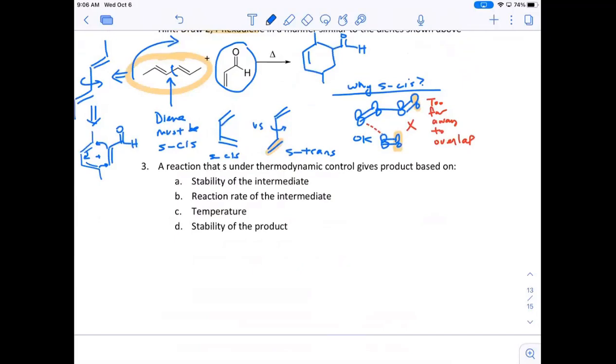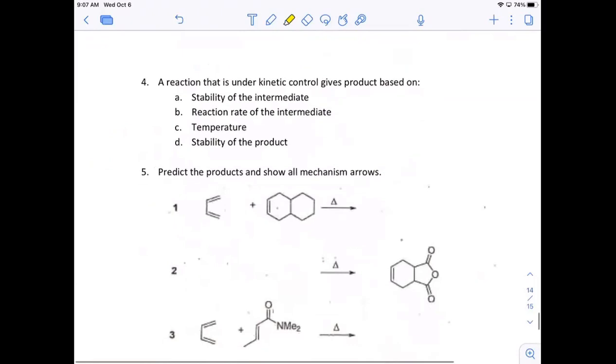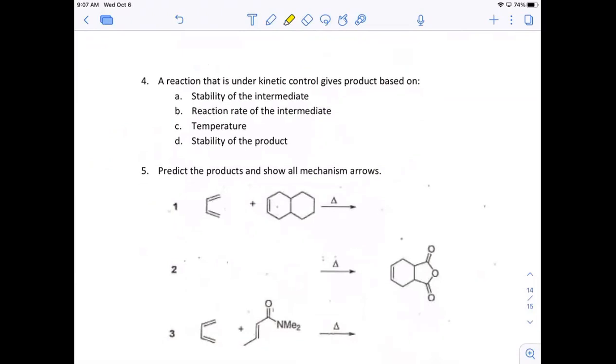Thermodynamic control is guided by the stability of the product, and then kinetic control is the reaction rate. And the kinetic control gives product based on what's the rate. So thermodynamic control is dealing with equilibrium, kinetic control. This is from the previous section, by the way, when we talked about addition of HX to a conjugated diene.